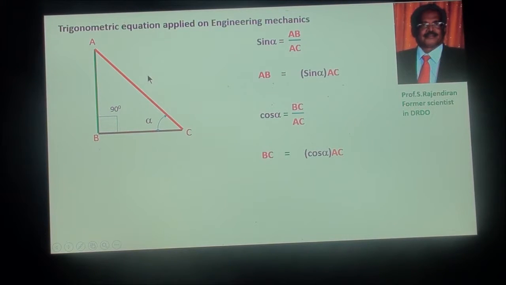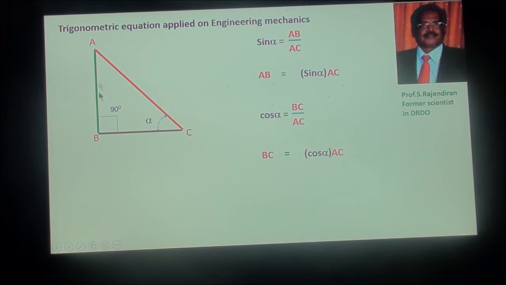Earlier we have seen considering the theta. Now let us see considering the alpha. Here the sin alpha formula remains the same: sin alpha is opposite side by hypotenuse. So your AB here is the opposite side with reference to alpha.